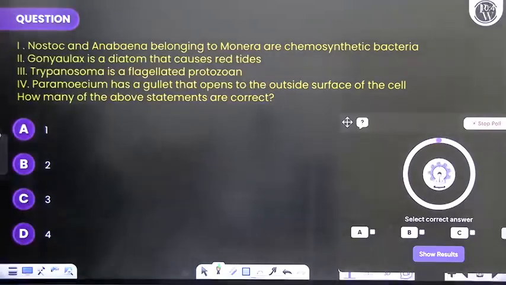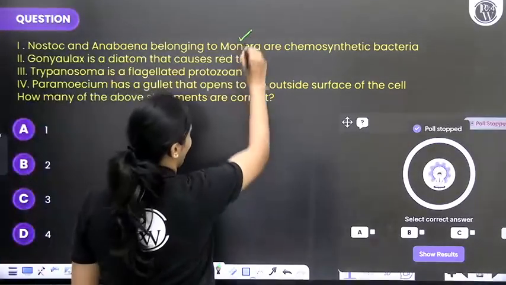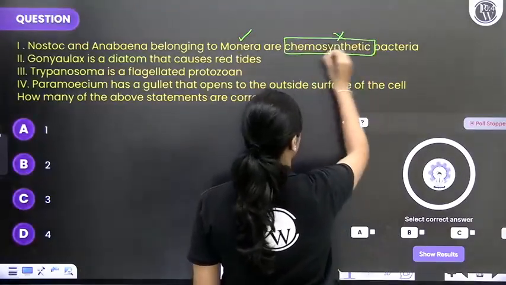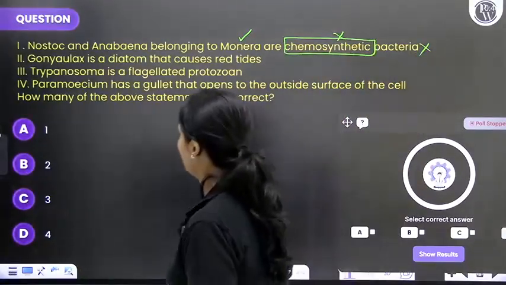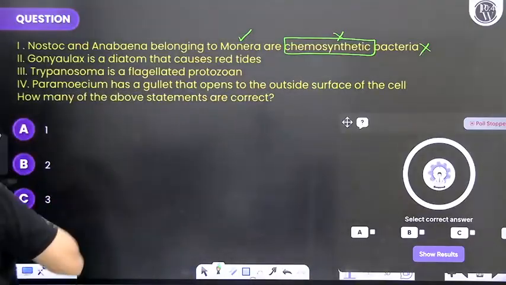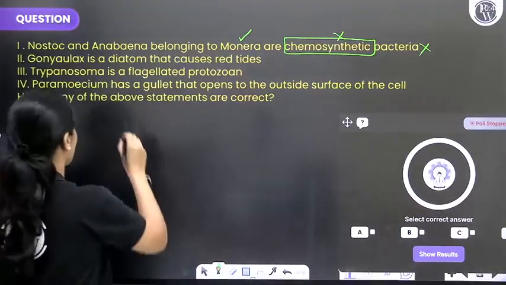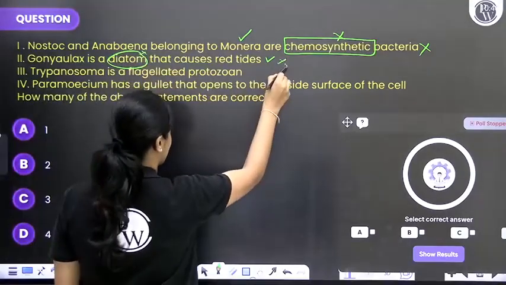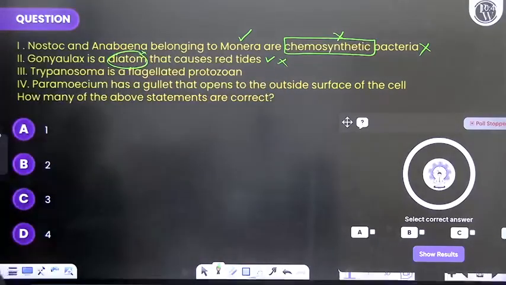Do Nostoc and Anabaena belong to Monera? Yes, they do. Are they chemosynthetic bacteria? No, they are not. They are photosynthetic bacteria. That makes the statement incorrect. Gonyaulax is a diatom that causes red tides. It does cause red tide, but it's not a diatom, so this statement is incorrect. It's a dinoflagellate, red dinoflagellate.